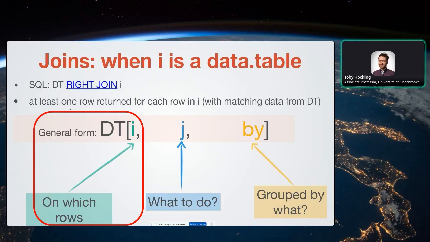So in SQL, we have the concept of a join. And in data.table, this is implemented by providing a data table as the i argument. So when we do that, we're going to have two data tables, the one that's outside on the left-hand side of the square brackets, and then the one that's inside on the right-hand side. So you can think of this as a right join. So you're doing DT right join i, which means that at least one row is returned for each row in i with matching data from DT.